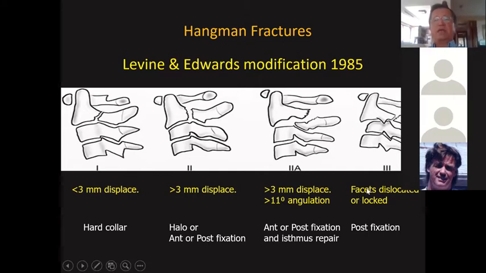Type 3, the facets are dislocated, even locked at this level, and they all have more than 3 millimeter displacement and more than 11-degree angulation. Most surgeons prefer a posterior fixation in this case.